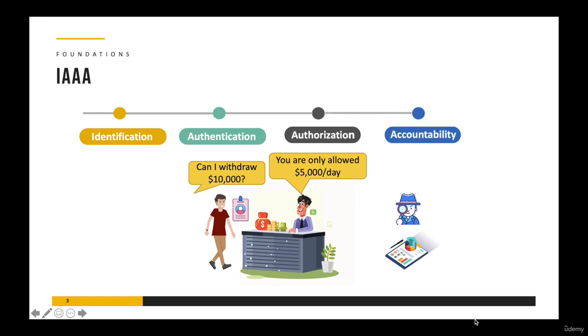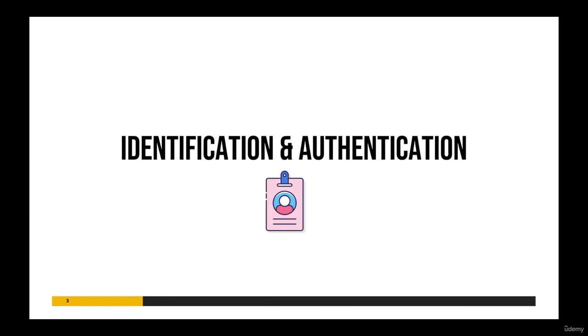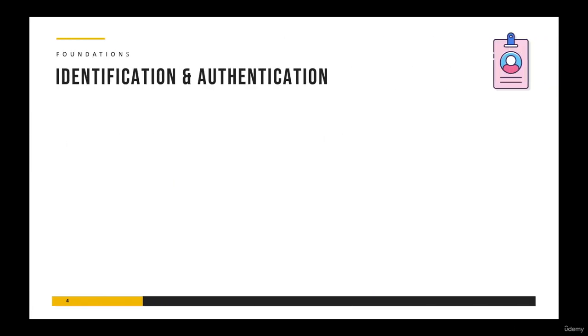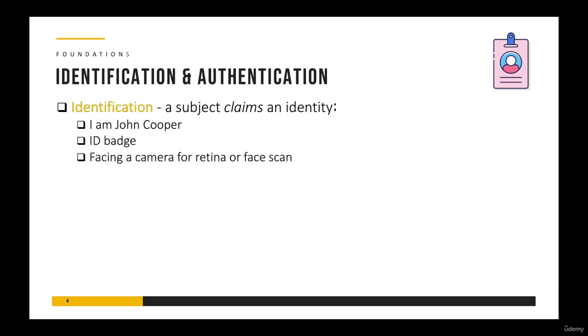Now this completes the accountability part. Let's discuss identification and authentication in more detail. So identification is when a subject claims an identity. For example, claims such as I am John Cooper, or showing your ID badge, or facing a camera for retina or face scan are all examples of identification. At this point, you're not authenticated, you're just claiming an identity.